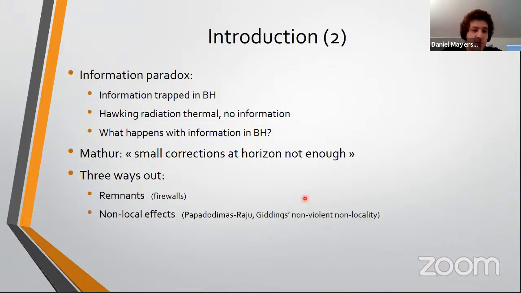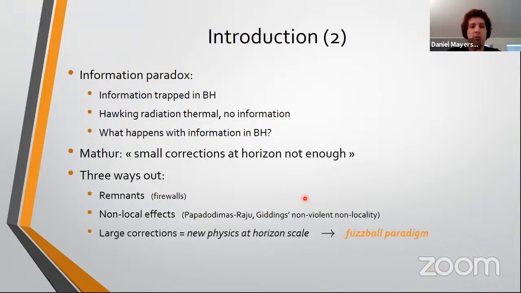A second way out is to allow for non-local effects, right? And I think that both the Papadopoulos-Raju proposal and Giddings' nonviolent non-locality proposal fit into this kind of category. Also the islands proposal, which I certainly don't want to talk about here, but will be talked about a lot in this conference, also falls under this general category. But the fuzzball paradigm really falls under this third category, which is that small corrections at the horizon are not enough. Therefore, what we really need is large corrections at the horizon, right?